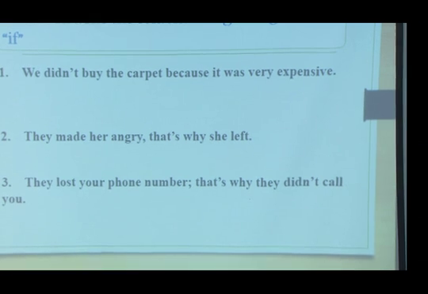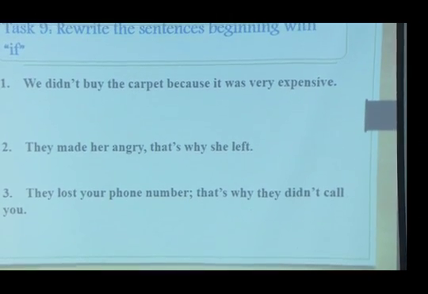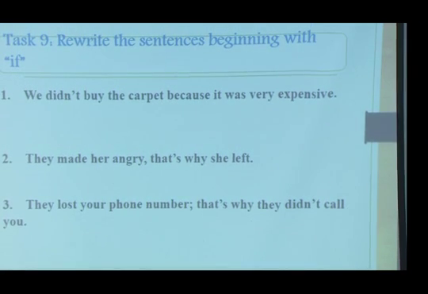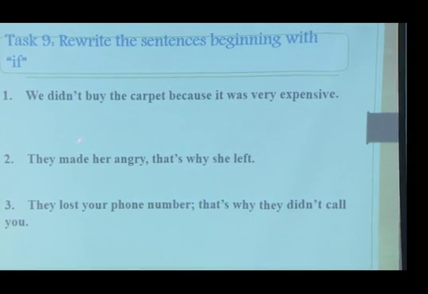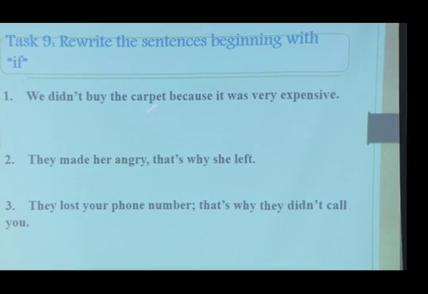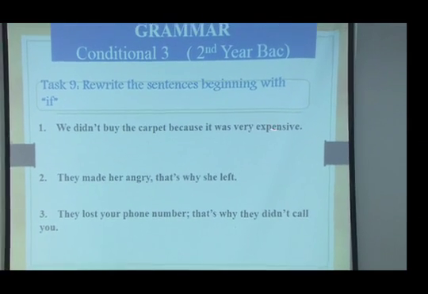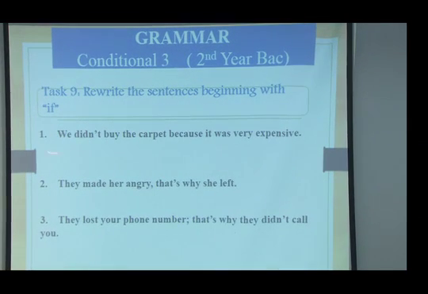Now, rewrite the sentence beginning with if. We didn't buy the carpet because it was very expensive. So the situation is that we didn't buy the carpet. If plus past perfect plus subject plus would, of course we don't forget the subjects here. So plus subject plus would plus have plus past participle. So let's correct. If the carpet hadn't been very expensive, we would have bought it.